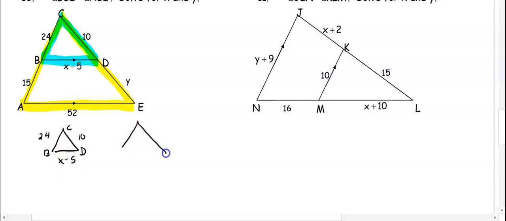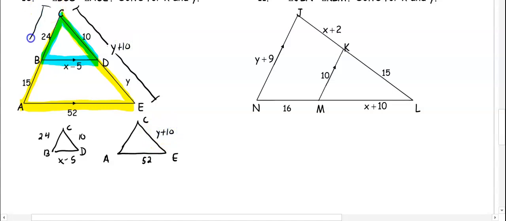And we have triangle ACE, where AE is 52. CE, we need to add these two together, so we would have y plus 10. And then we have this other side that we have to add together. 15 plus 24 is 39. As we are solving for x, we see we have one x variable, the x minus 5, which corresponds with the side of 52.